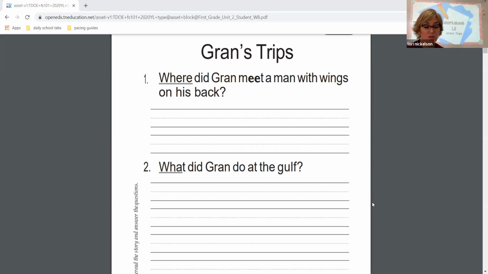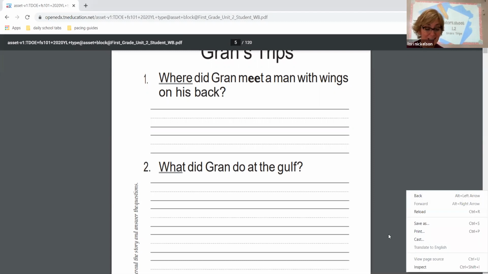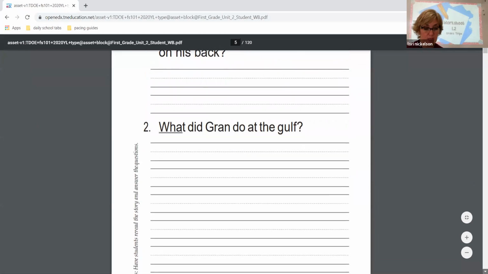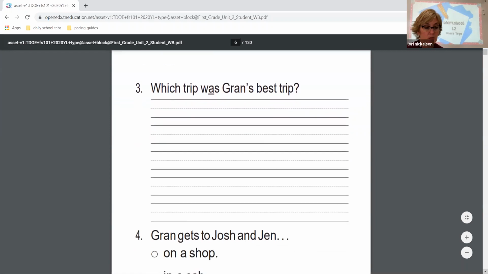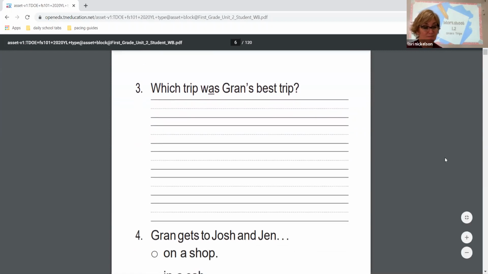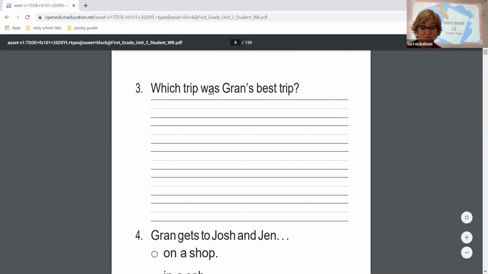What did Gran do at the Gulf? She fed fish and she fed eels, didn't she? Yes. Very cool. I don't think I could do that though. That would make me scared to feed an eel. And what trip was Gran's best trip? Yeah, she said it was seeing Josh and Jen, wasn't it? Because she loves them.